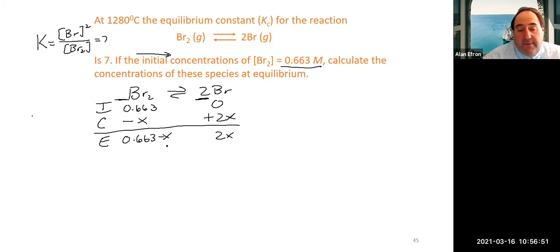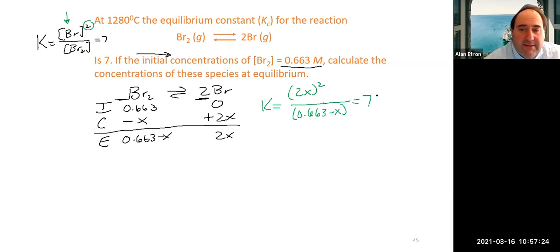Okay, so at this point, what we want to do is solve for x. To do that, we're going to put everything into our equilibrium expression. If we do that, the K would equal our products, which in this case would be 2x squared. Again, remember, you do need to square it because of the coefficient as well, divided by 0.663 minus x, and that is going to equal 7 in this particular case.